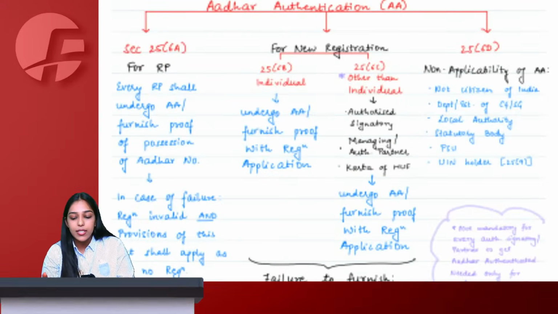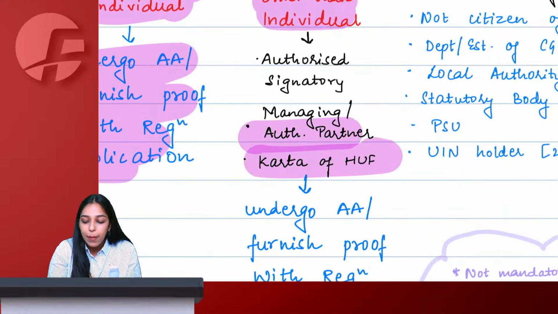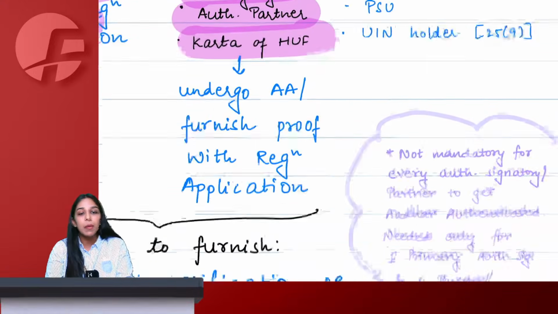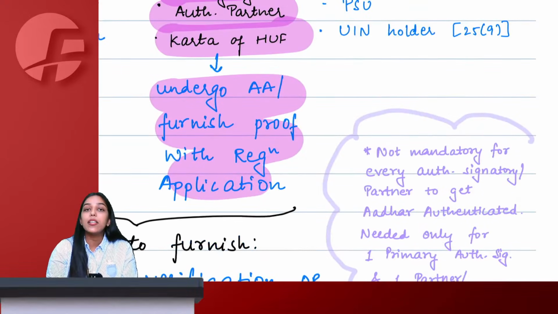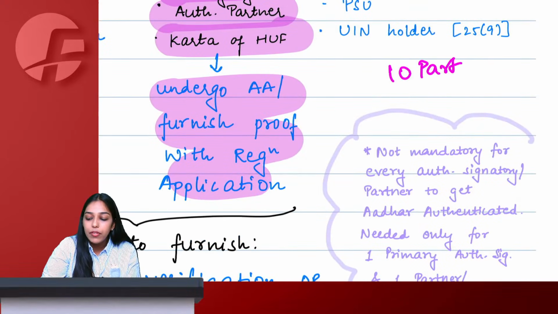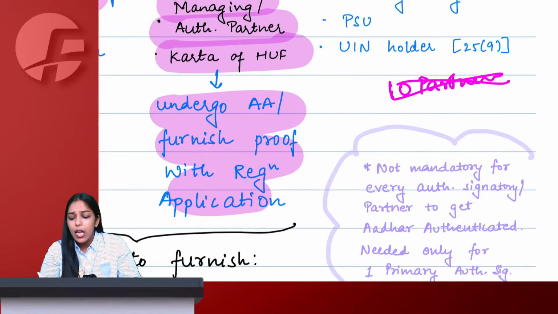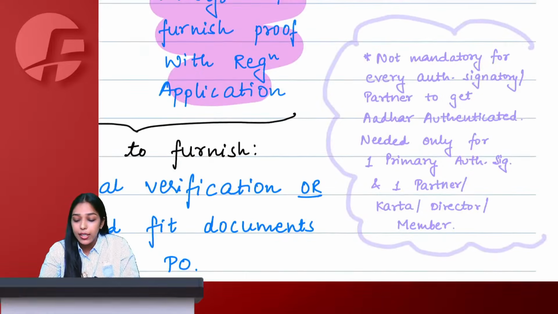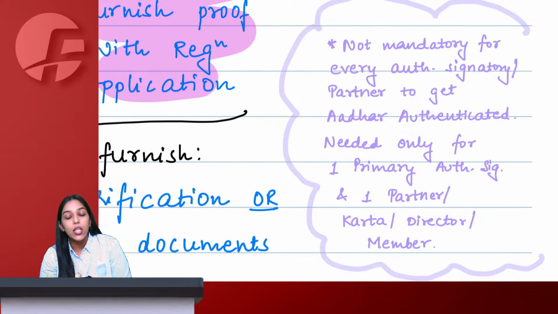So here we are saying that if an individual is taking new registration, then they can undergo Aadhaar authentication or furnish the proof. But for other than individual, the Karta, partner, director, authorized signatory will have to undergo Aadhaar authentication. And it is not like if a partnership firm has 10 partners, then everyone is required to undergo Aadhaar authentication. We will say that only one primary person and one other person can undergo Aadhaar authentication.